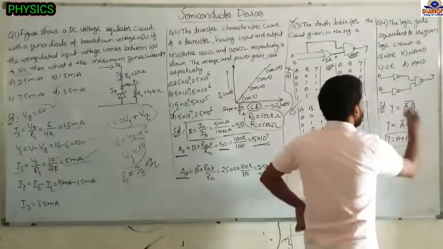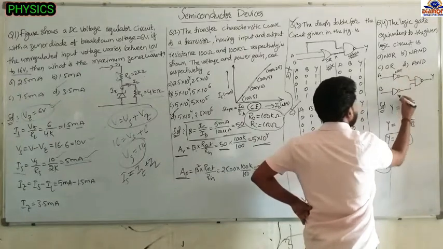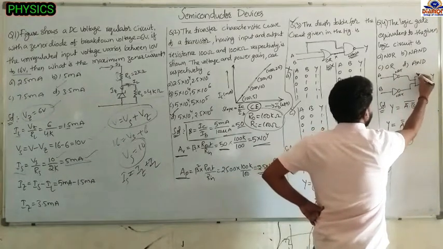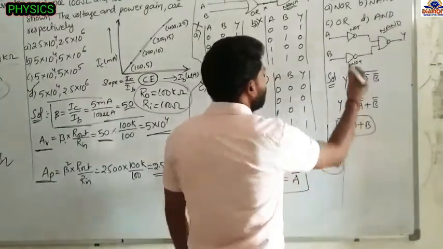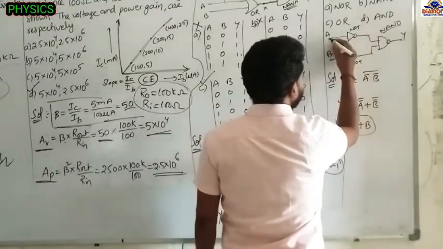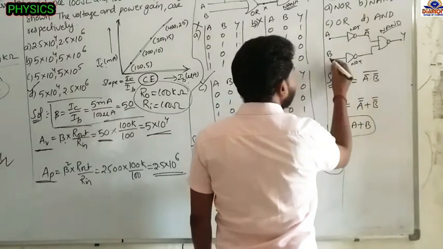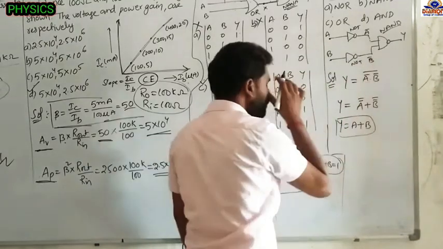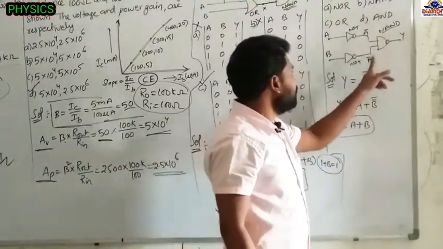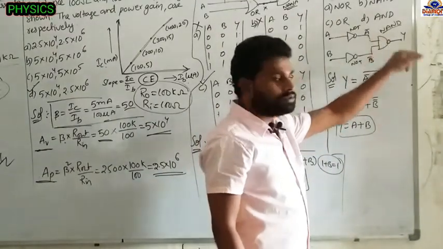See now, here we have the two NOT gates. This is the NOT gate, this is the NOT gate, and this is the NAND gate. First, write out the outputs. A is the input to the first NOT gate, and the output is A complement. B is the input to this NOT gate, and the output is B complement. Both A complement and B complement are inputs to the NAND gate.